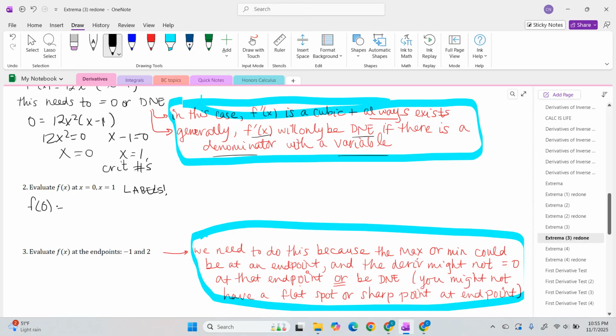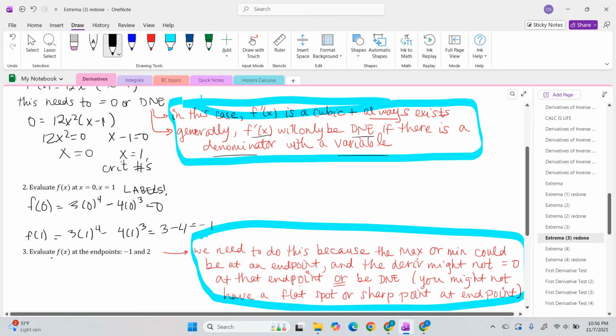Okay, so I'm going to do f of 0, and then I'm going to do f of 1. So I'm plugging these into my original, so that means I'm going to have 3 times 0 to the 4th minus 4 times 0 cubed. Well, that's 0. And then my function value at 1 is 3 times 1 to the 4th minus 4 times 1 cubed, which is 3 minus 4, which is negative 1.